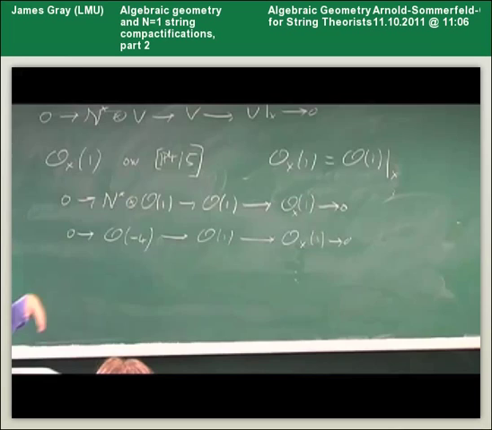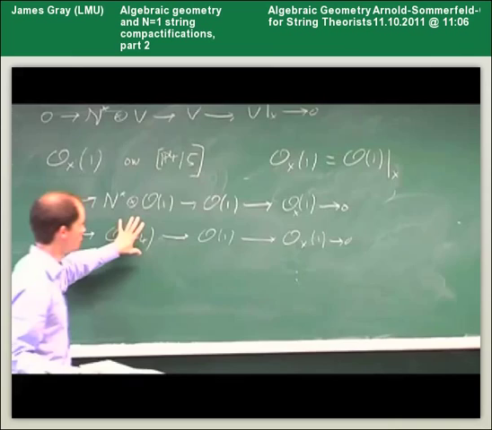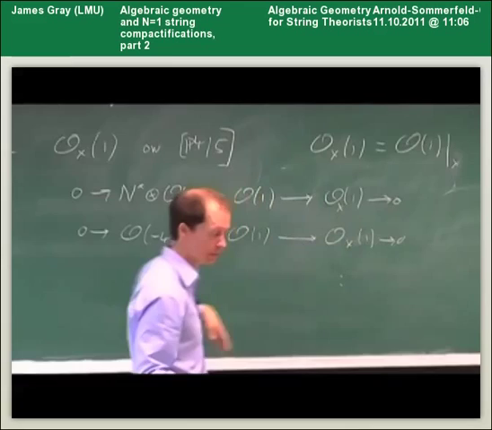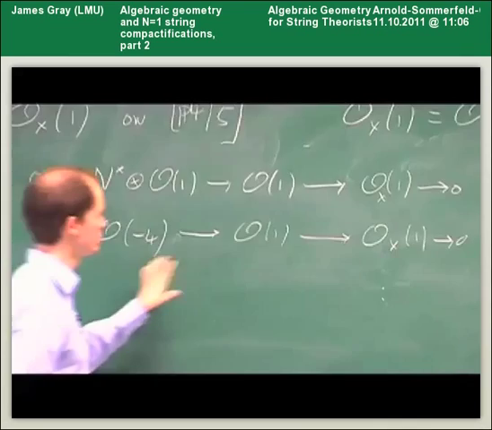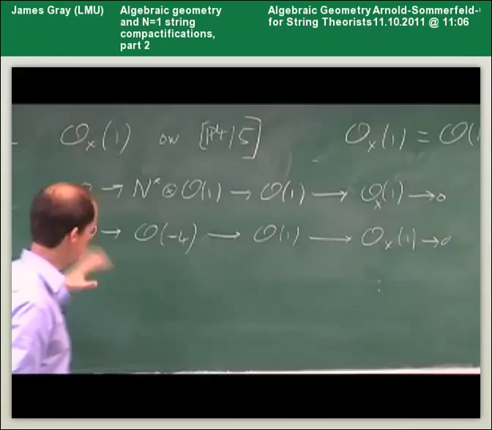Why does that help us? Well, because I can now go to the long exact sequence in cohomology associated to this and work out how the cohomology of the ambient space bundles is related to the cohomology of the bundle on the Calabi-Yau. So if I write the long exact sequence out underneath the short exact sequence, I want you to imagine I'm writing 0 goes to H0, goes to H0, goes to H0, goes to H1, and so on. But I'm just not going to write out all the arrows.